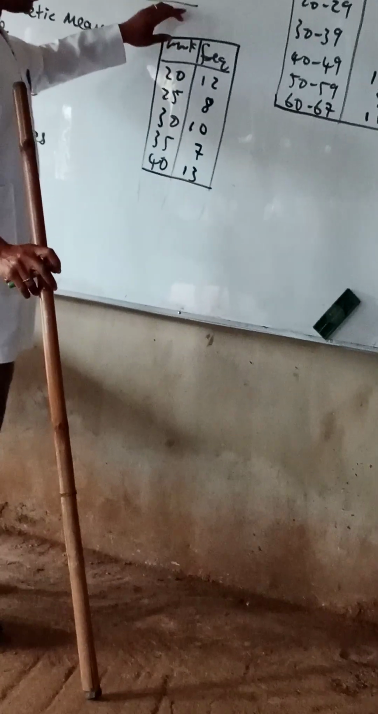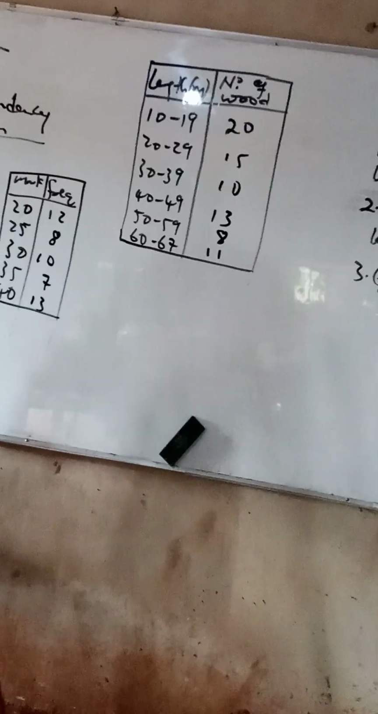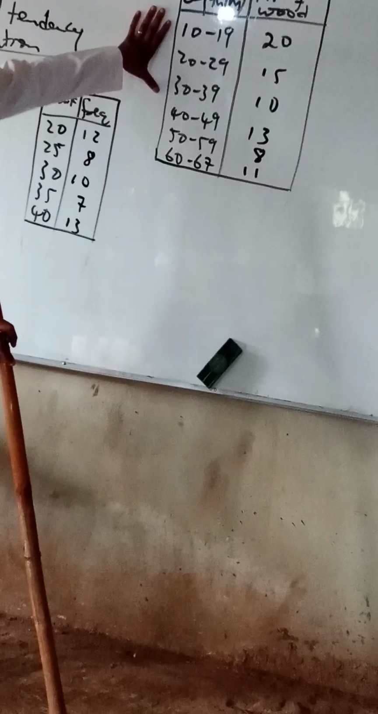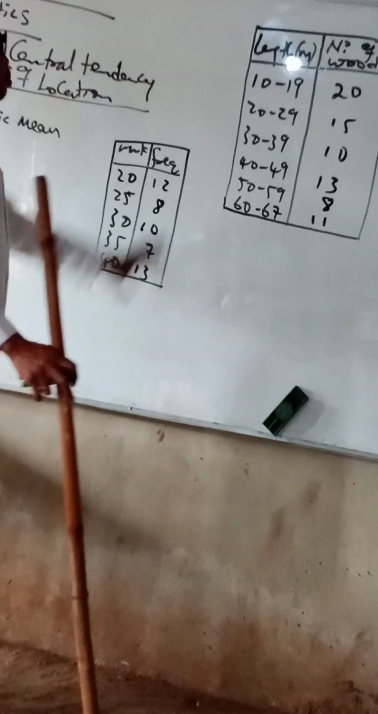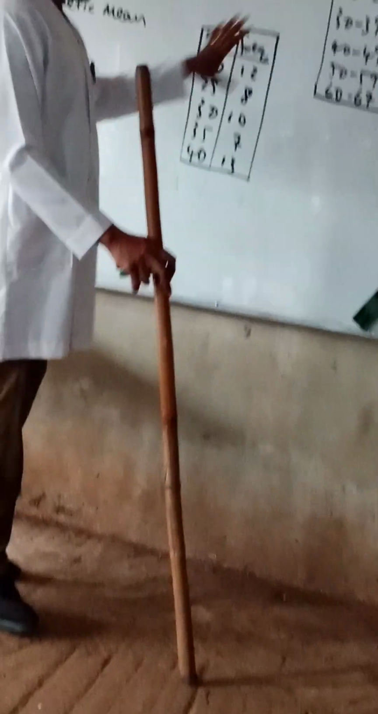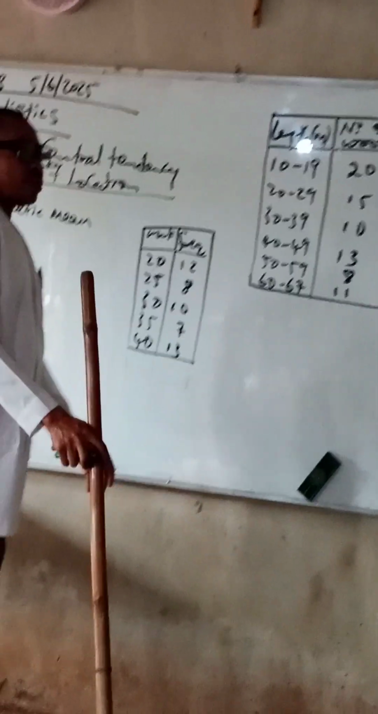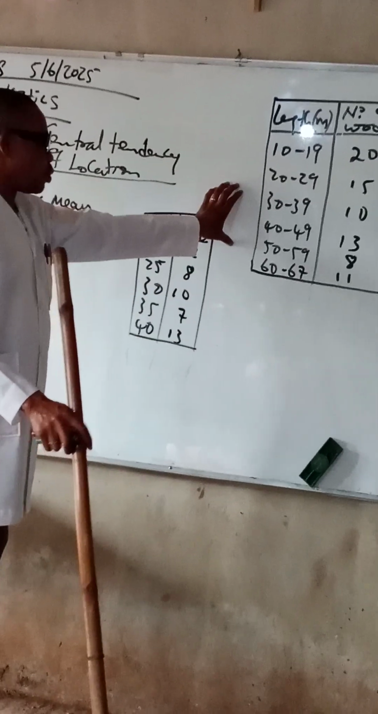As we discussed before, this one is an example of ungrouped data with frequency, but this is purely an example of grouped data. The formula for calculating the arithmetic mean of this and this is the same, but the preparation of the table for this and this is not the same. They have a little difference. In our next discussion, we are going to see how we make the tables.